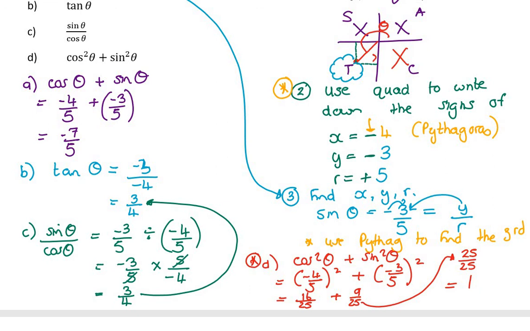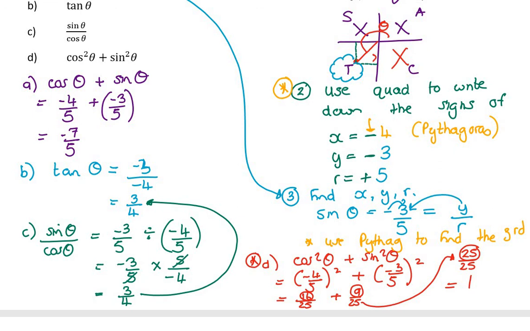Do we notice that cos squared plus sine squared got us to 1? Now, why did that happen? Well, have a look at what the numerator became. The numerator became x squared plus y squared, which, guess what, is equal to r squared. And the denominators were r squared.